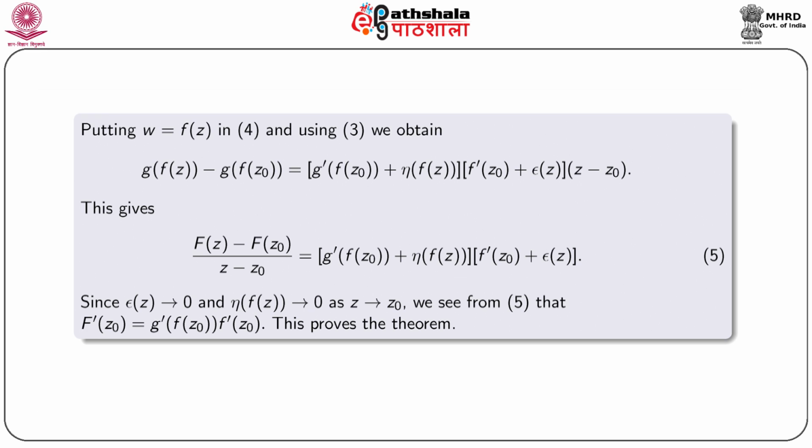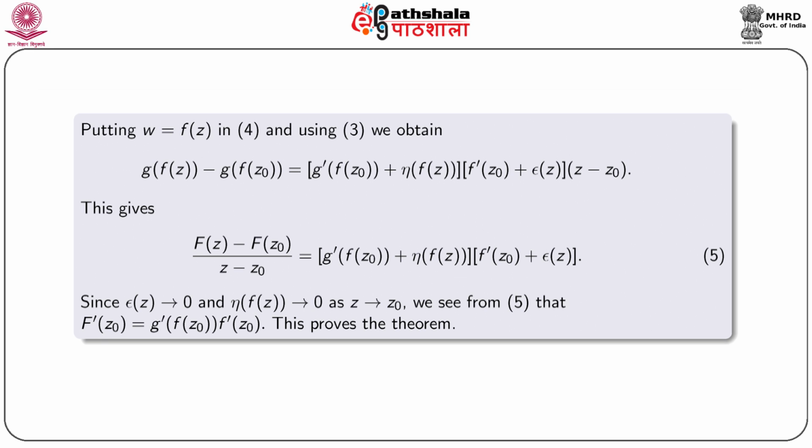Now, putting w equal to f(z) in number 4, and if we use 3, then we obtain g(f(z)) minus g(f(z0)) is equal to [g'(f(z0)) + η(f(z))] f'(z0) + ε(z)] (z minus z0), and from this we get (F(z) minus F(z0)) by (z minus z0) is equal to g'(f(z0)) + η(f(z)) into f'(z0) + ε(z).